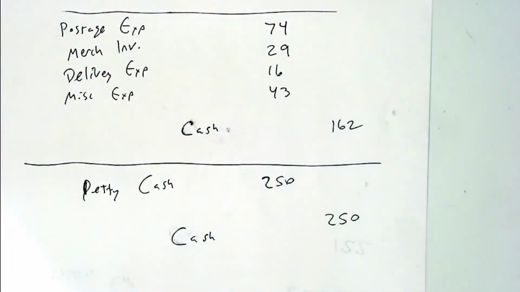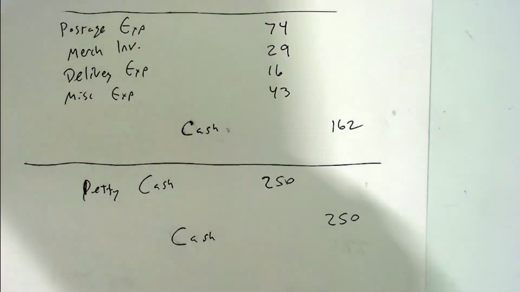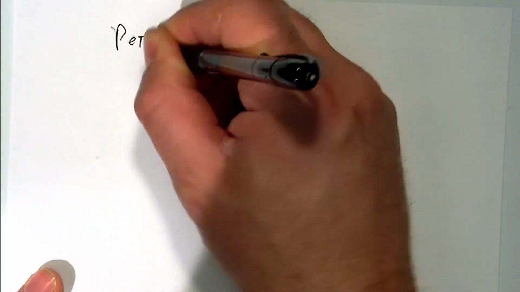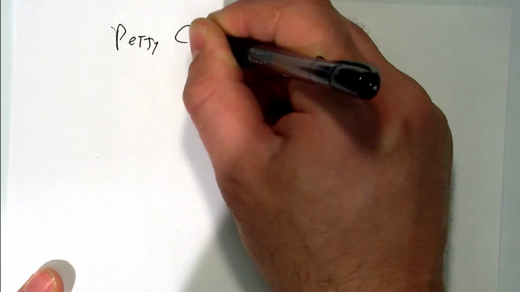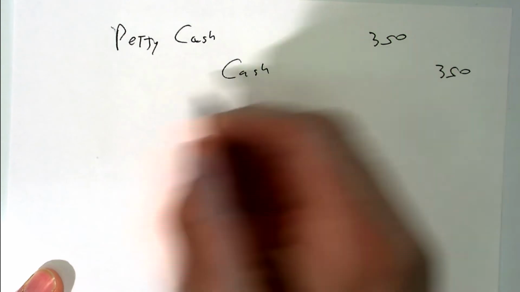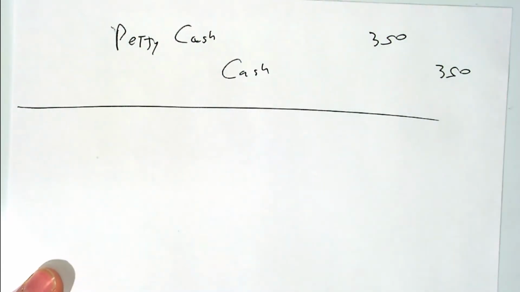All right, we have another similar one, which was exercise 8.5. Okay? So let's take a look at that one. Okay. How much do we set up the petty cash fund for? 350, right? So petty cash. This is our entry to establish the petty cash fund, right?